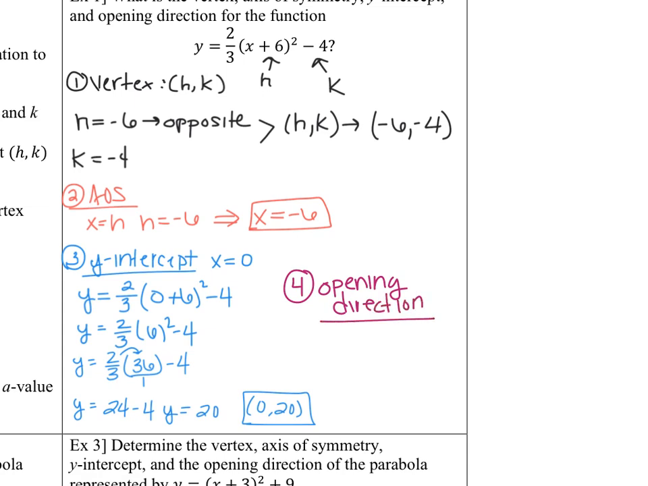All right, so in this case, our A is positive. Remember, it doesn't really matter about the number itself. So since A is positive, it's going to open up. So it's going to look like this. So we can find all attributes either from standard form or we can find them from vertex form. It just depends on how you're given the equation.